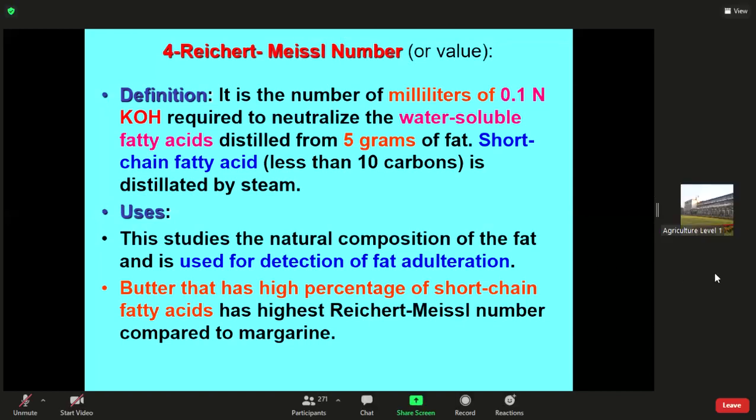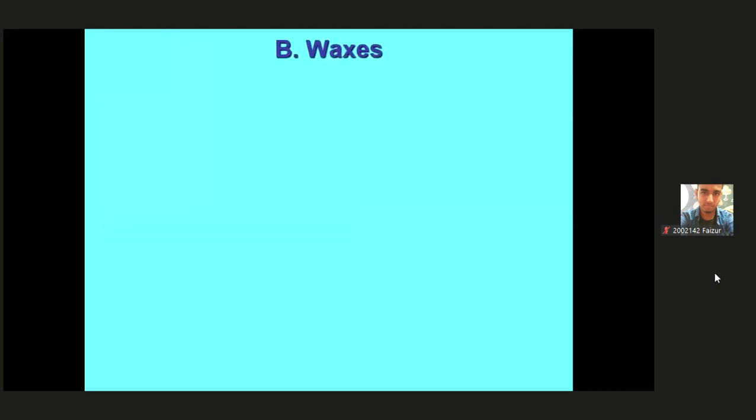So butter that has the higher percentage of short chain fatty acid has the highest Reichert-Meissl number compared to the margarine. So that's all about the fats and oil. We have already discussed it.